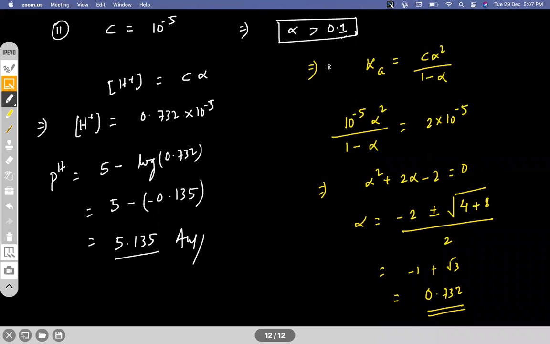Log value will be given. If you cannot find out with those 3-4 values of log, other values will be given in the question. You don't have to worry about it, because you cannot memorize all the log values, no? So if it is required, it will be given in the question. If not, then you can solve it by using some log property. Clear? Any doubt?